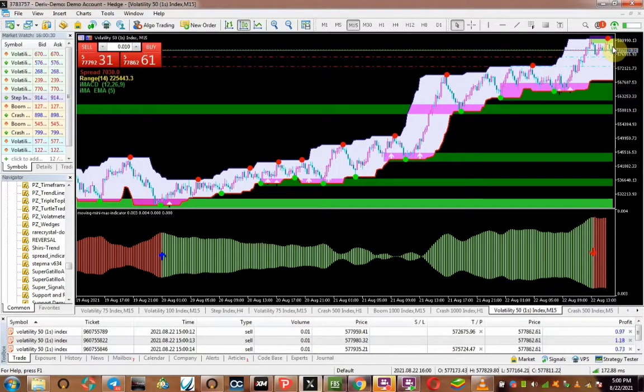Now, if you don't really want to take chances with your account, you don't want to lose your account, you want to actually make just one entry, relax, and sleep. You can use the 1 hour time frame or the 4 hour time frame.